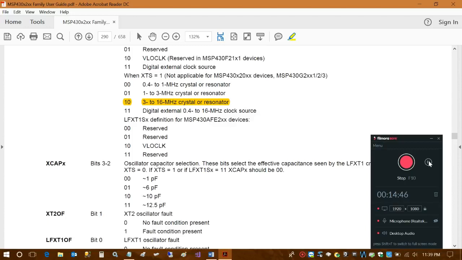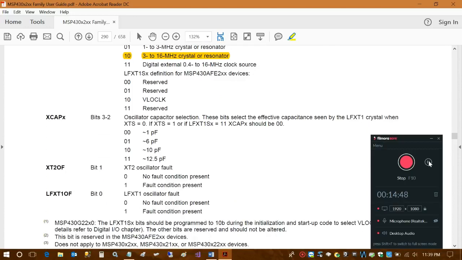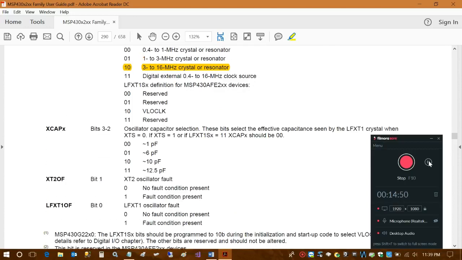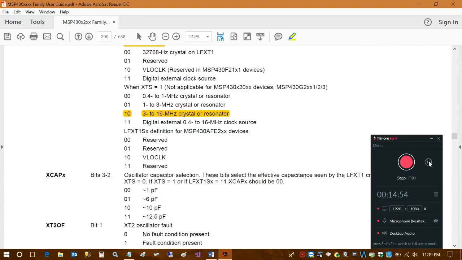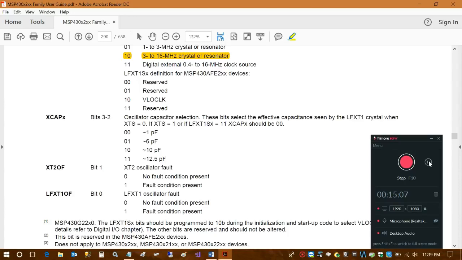And finally XCAPEX. It will only be required if you're using the internal capacitors, but I don't prefer using internal capacitors, so it doesn't matter whether you're using an internal capacitor or an external capacitor. I always go for an external capacitor. So preferring the value of 00 is most preferable.